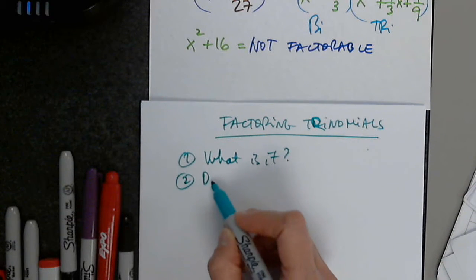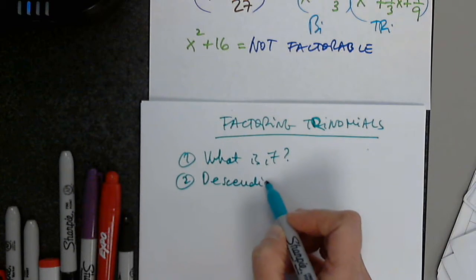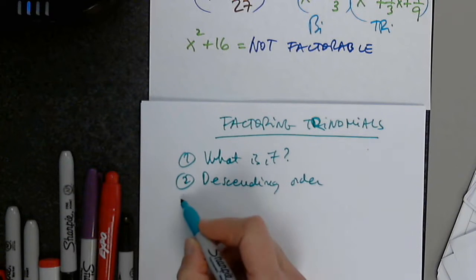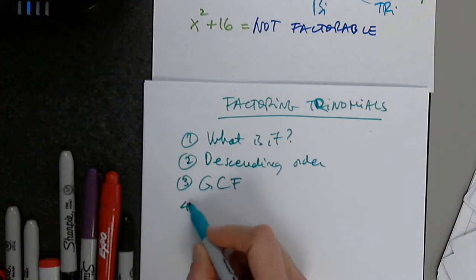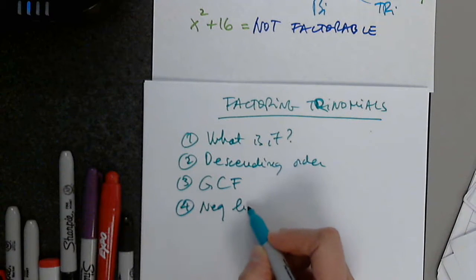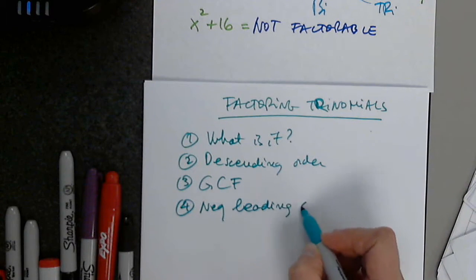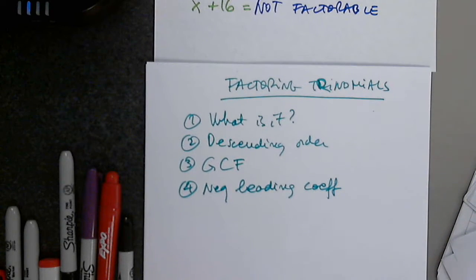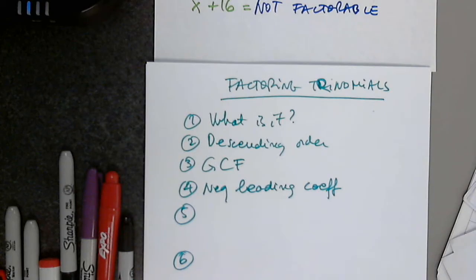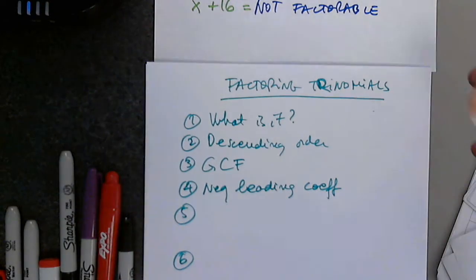Step 2, descending order. Step 3, greatest common factor. Step 4, negative leading coefficient. These are all the same from the previous binomials. 5, 6, and 7 are different. Okay, 5.